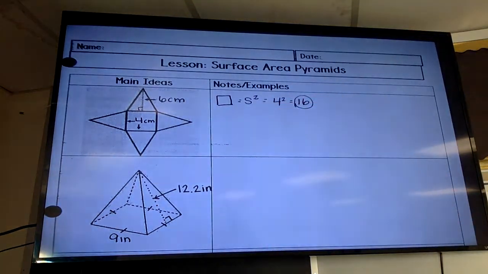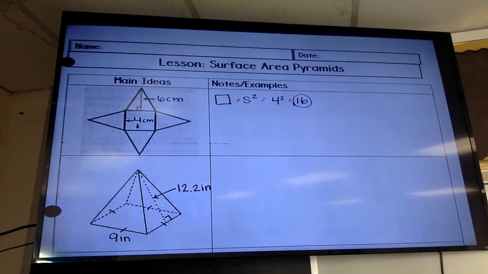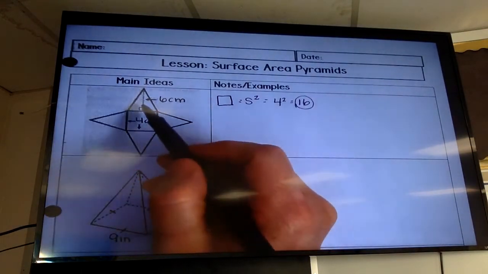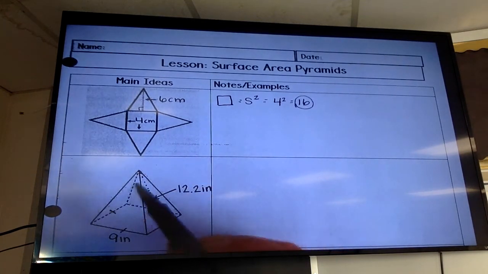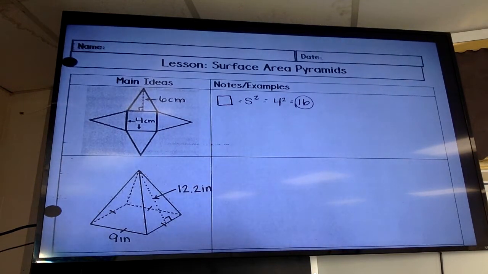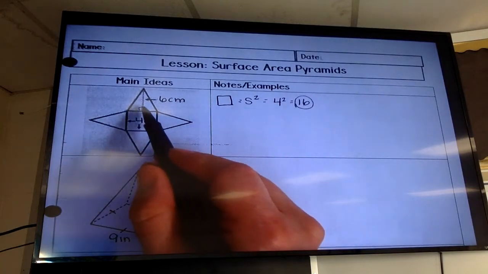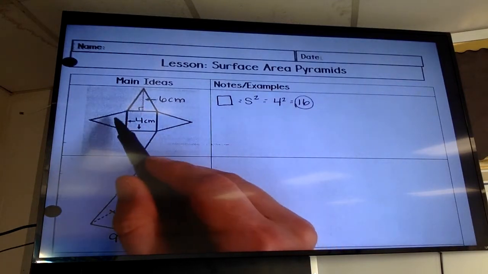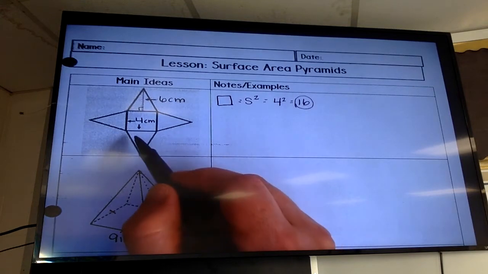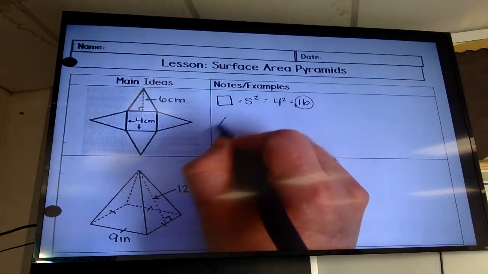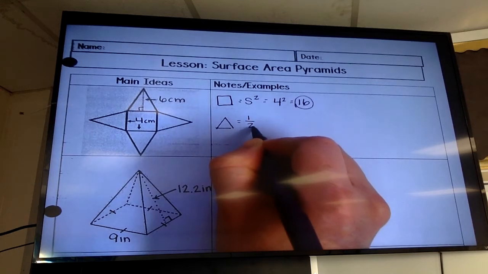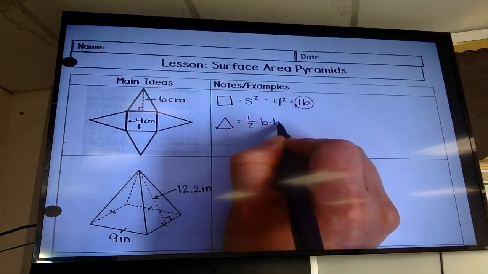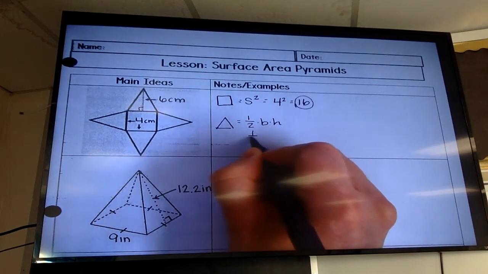I'm going to come back to that number, so I'm going to circle it so I don't forget about it. Then I have these triangular lateral faces, the ones that are coming up to a point. And when I have a square pyramid, all of my triangular faces are exactly the same. So let's find the area of a triangle. I know that formula is 1/2 times base times height. So let's fill in what we know.